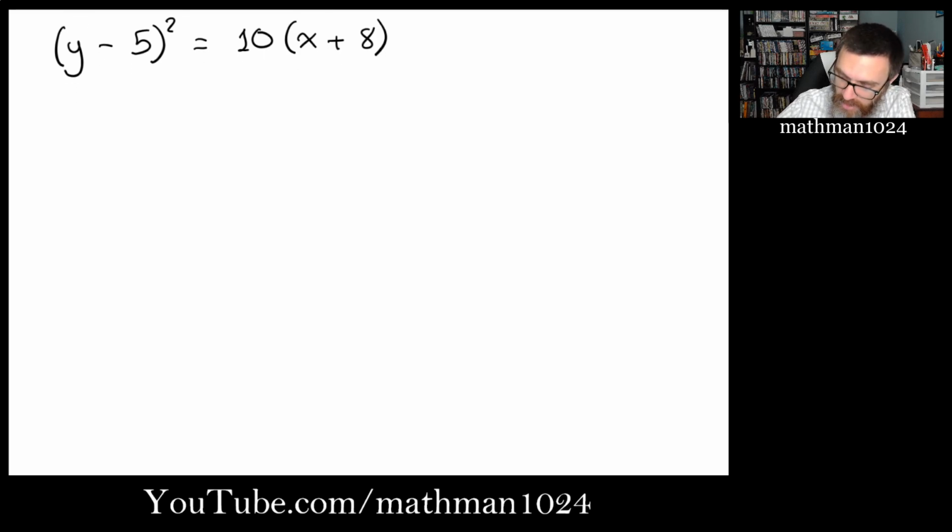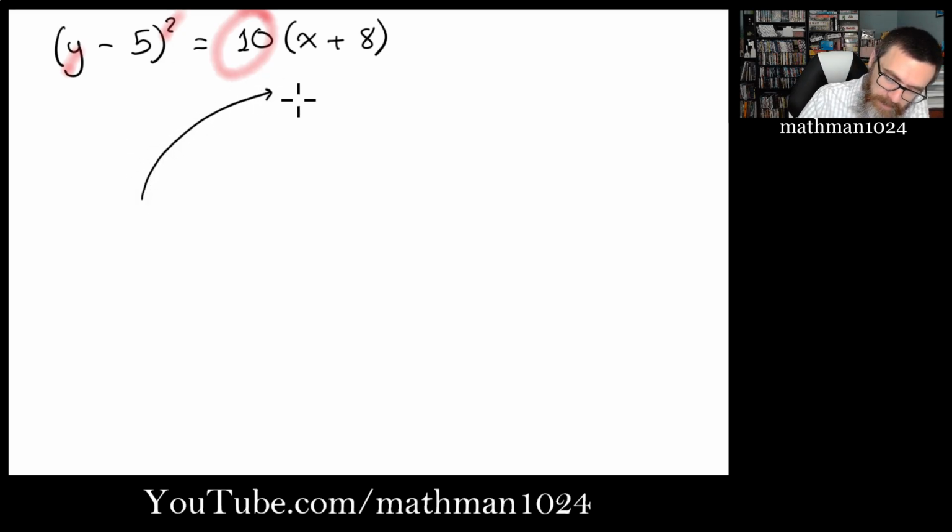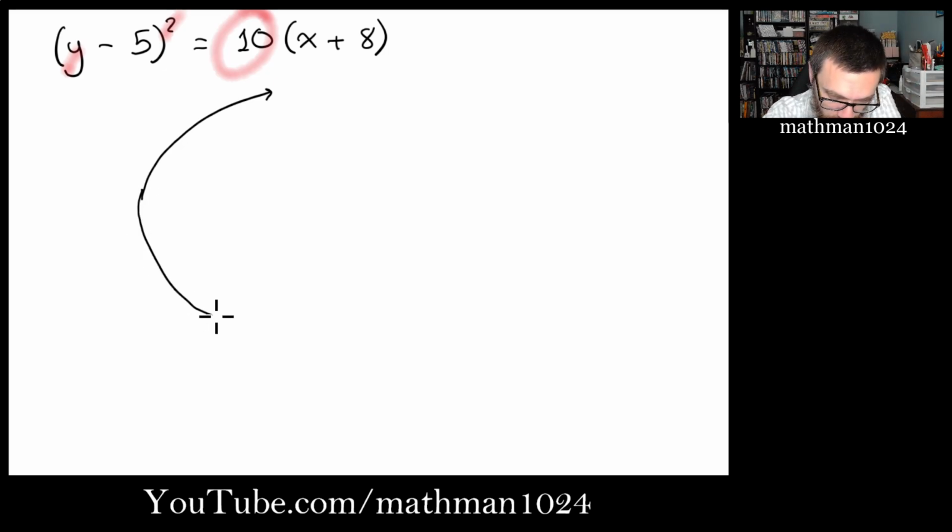Okay, so now we can focus on this equation. You've got y squared, and this is a positive number, which means that we have a parabola that is opening up to the right in the positive direction. So y squared tells me it's a sideways parabola, and the positive tells me we open up to the right.